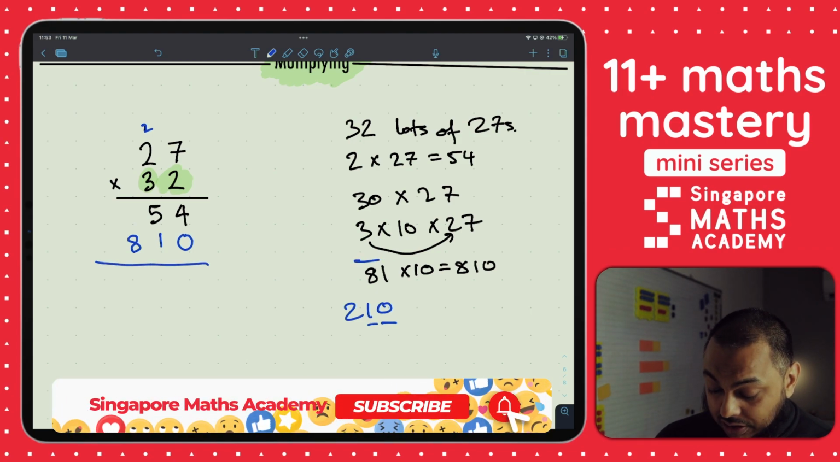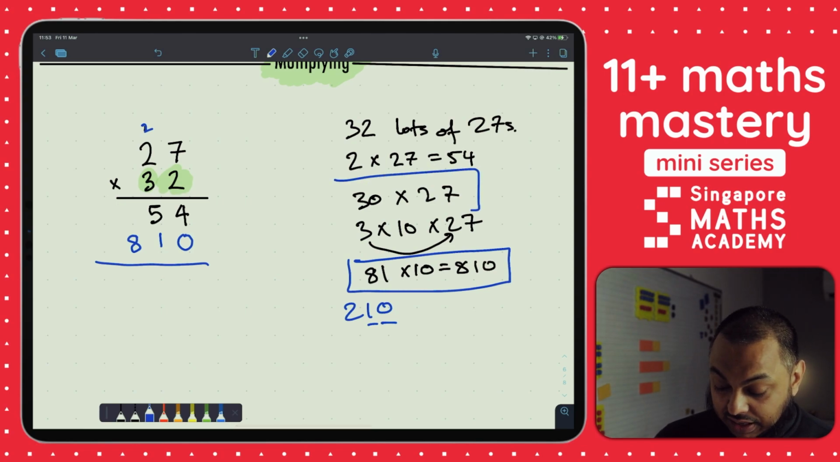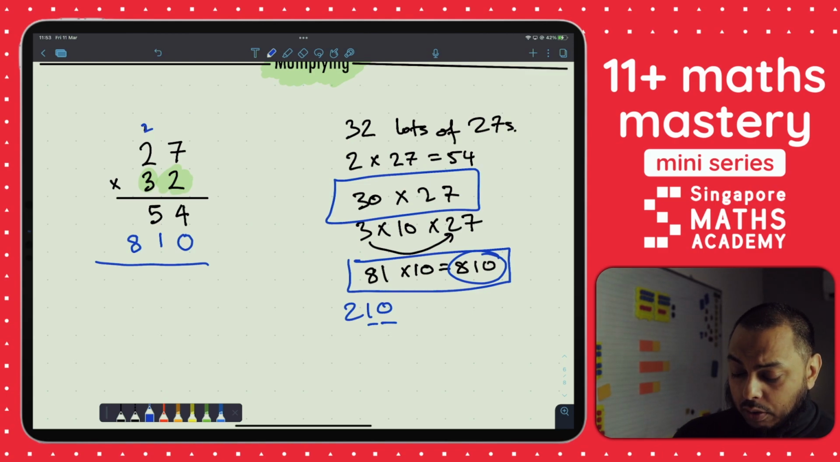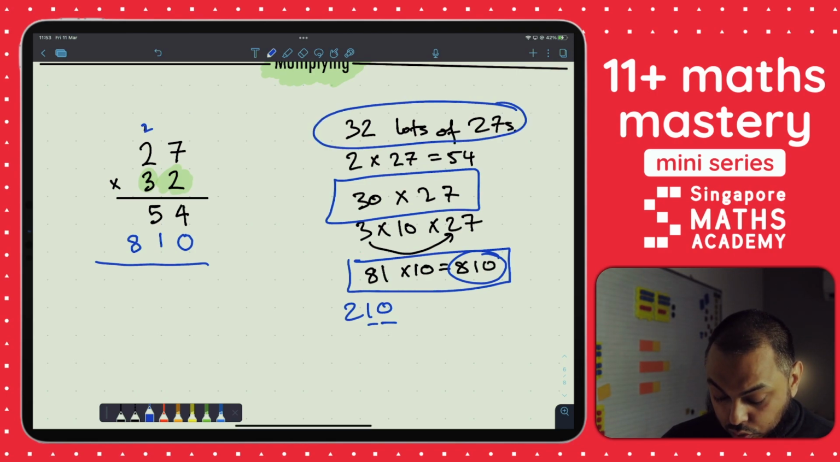So as we mentioned, what we did was 30 times 27. And 30 times 27 is equal to 810. And that's exactly what I've got here. So remember, we said that 32 times 27 just means 32 lots of 27s. 2 lots of 27s is 54.